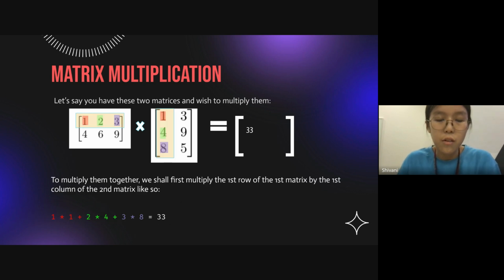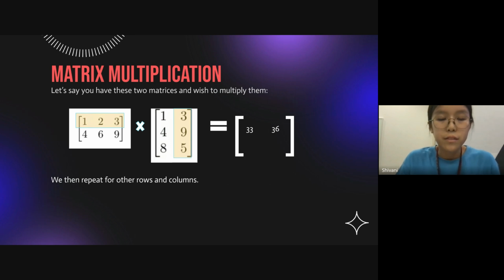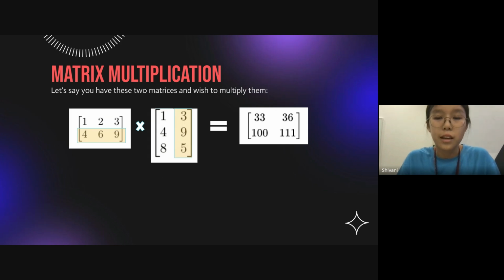So firstly, to get our first value in our new matrix, we have to take the first row multiplied by each value within the first column of the second matrix. In this case, it will be 1 times 1, plus 2 times 4, plus 3 times 8. With that, it will give us 33. We'll also repeat for the other parts of the matrix. In this case, it will take 1 times 3 plus 2 times 9 plus 3 times 5, which will give us 36. And similarly for the second row, first column, and the second row, second column.